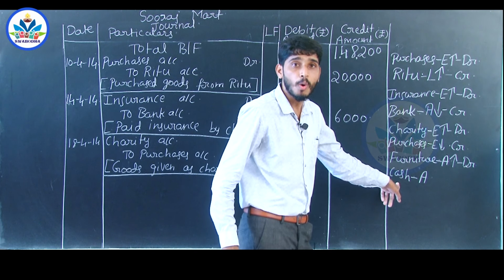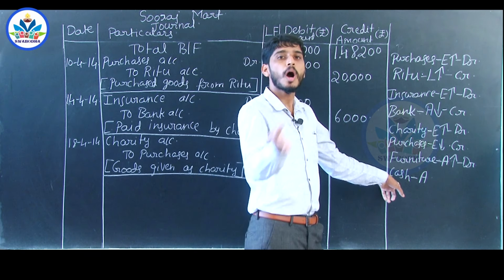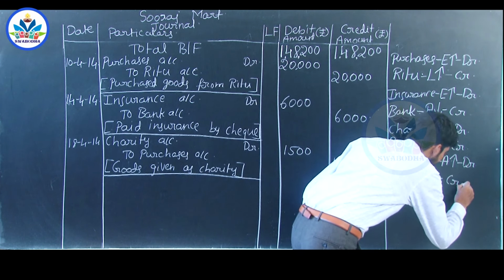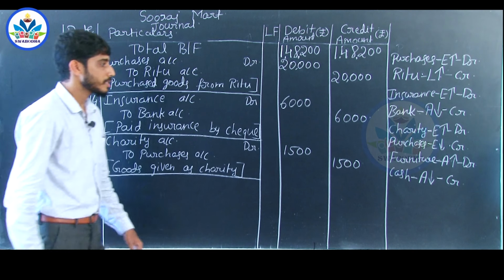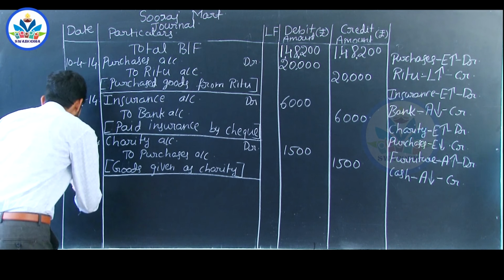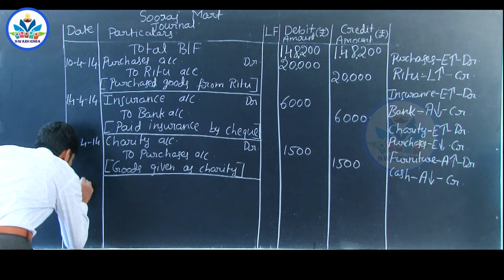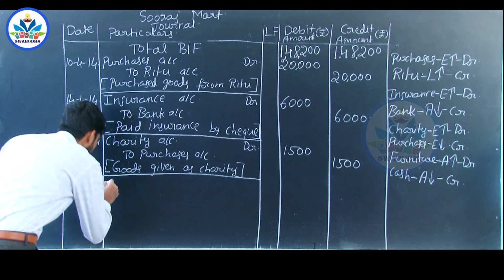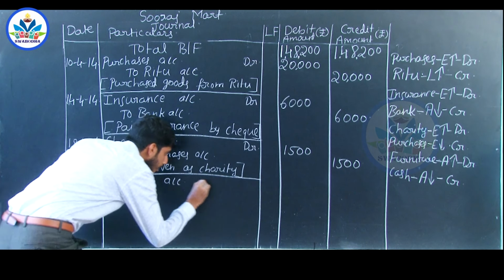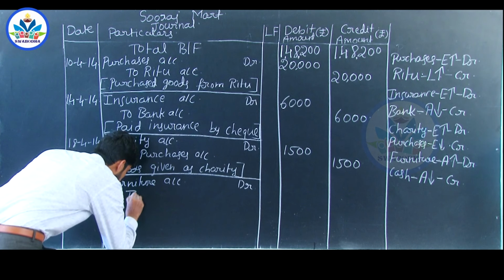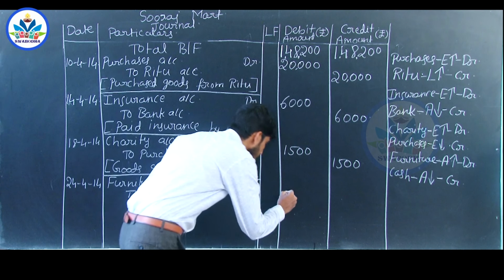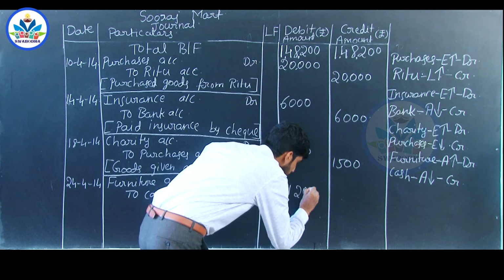You are paying the value of the asset in the form of cash. Cash will go out of the business, cash balance will decrease. Decrease in the asset has to be credited. So, the journal entry will be furniture account debited to cash account on 24/4/2014, 11,200.